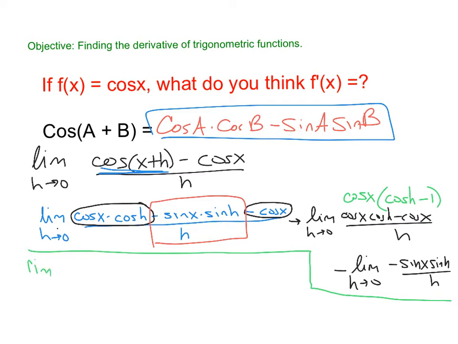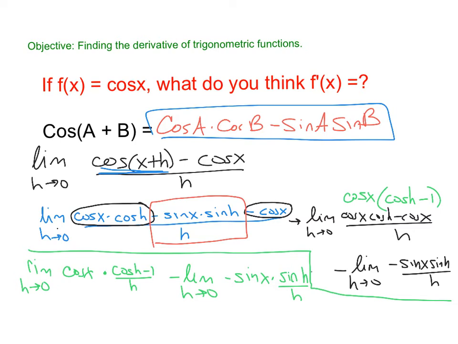So we've got the limit as h approaches 0 of cosine x times (cosine h minus 1) all over h, minus the limit as h approaches 0 of negative sine x sine h. I'm going to put the h just over the one on the right, and you're allowed to do that because they're multiplying. So now let's look at what we know.